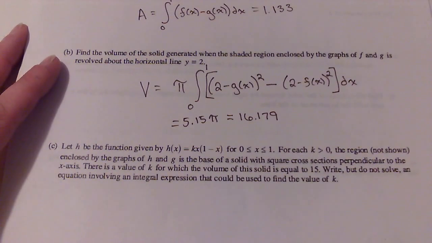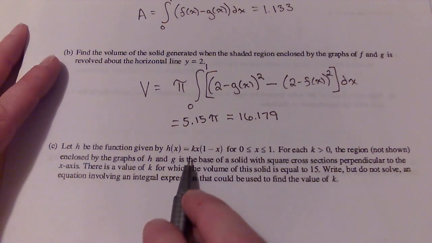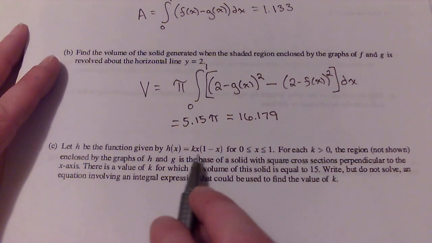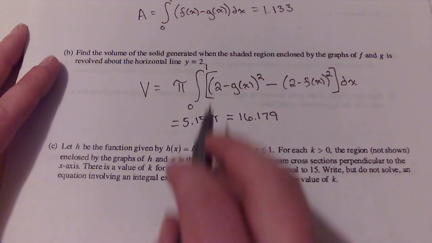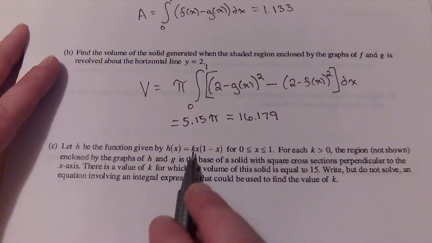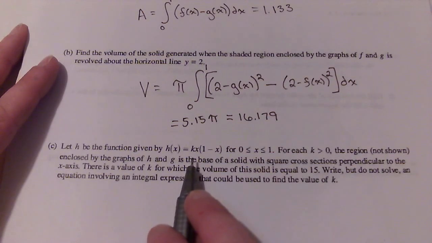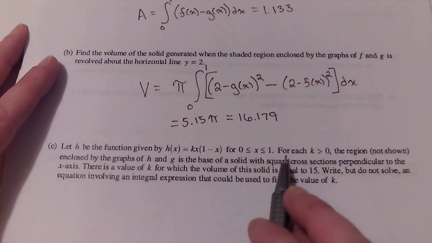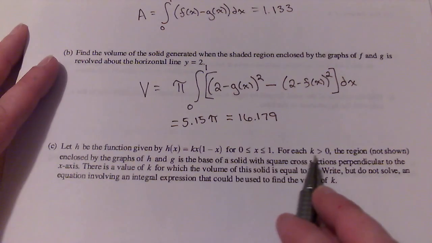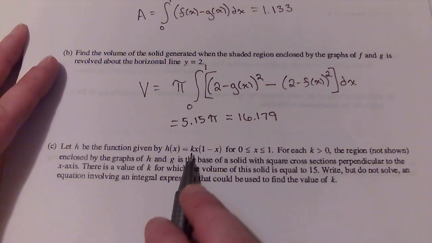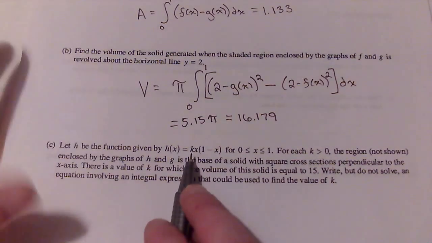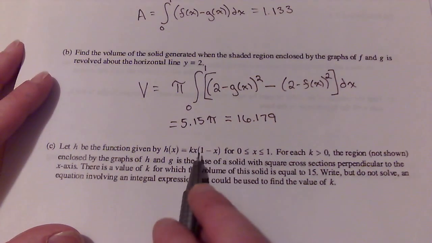Now let h of x be the function given by this. Now that looks very similar to f of x. In f of x, it was 2x parentheses 1 minus x. Very similar. So for each k greater than 0, because if we had a negative k there, it would reflect it, but we don't want that.